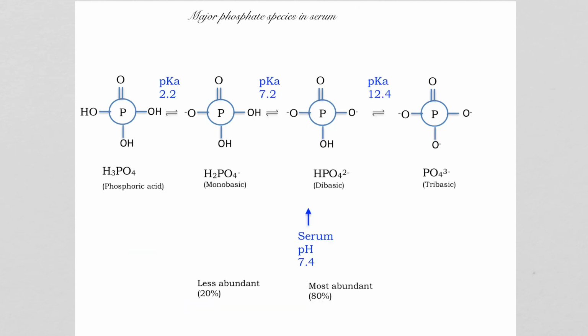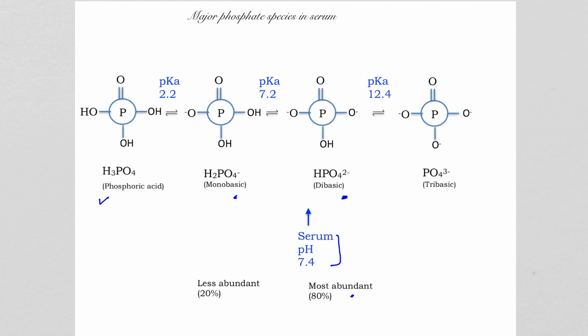The major species that you find in serum, where the pH is 7.4, is this one here, roughly about 80% of all the phosphate. And this monobasic form is less than about 20%. Now, why is that the case? To understand that, let's start from here.